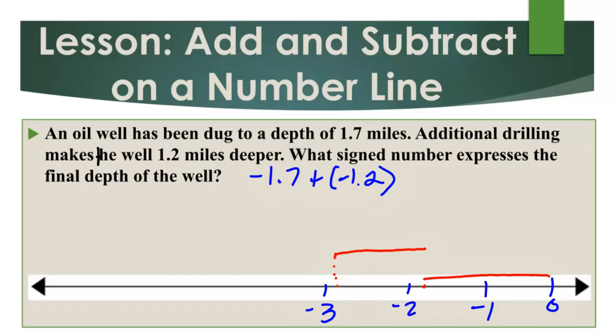But now if I wasn't doing it on a number line, I would just add these two numbers together. Negative 1.7 plus a negative 1.2 is a negative 2.9.